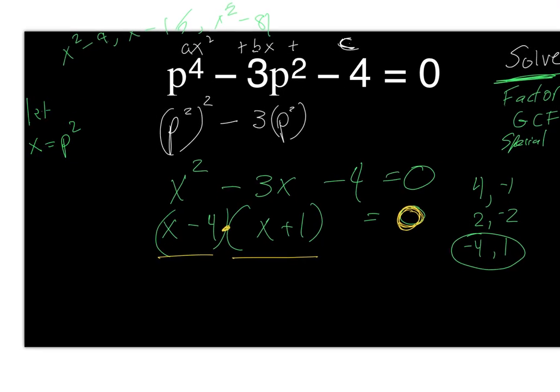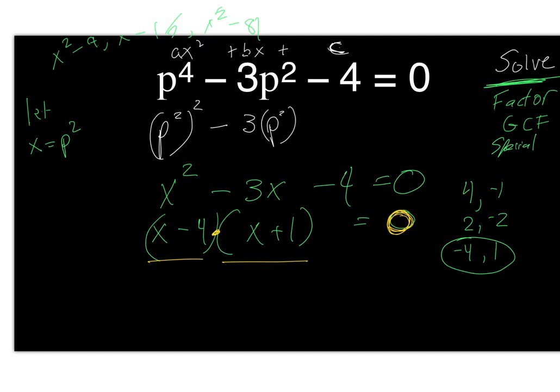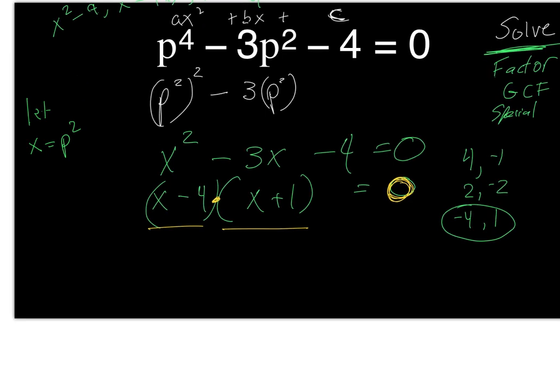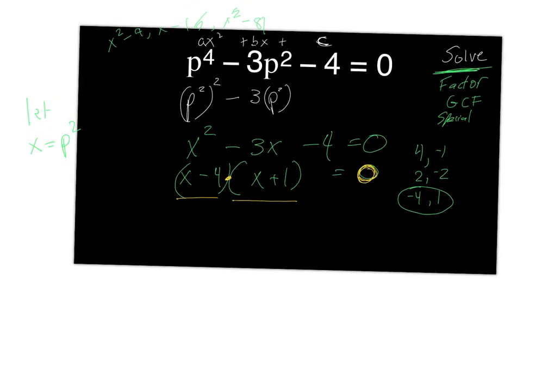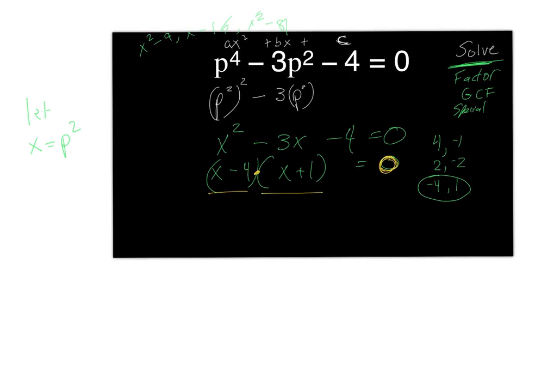Why won't it let me select everything? There we go. I want my p squared to stay over there. Either this one, x minus 4 equals 0, or this one, x plus 1 equals 0. But it's not just x. It's actually p squared. So I'm going to rewrite: p squared minus 4 equals 0. P squared plus 1 equals 0.